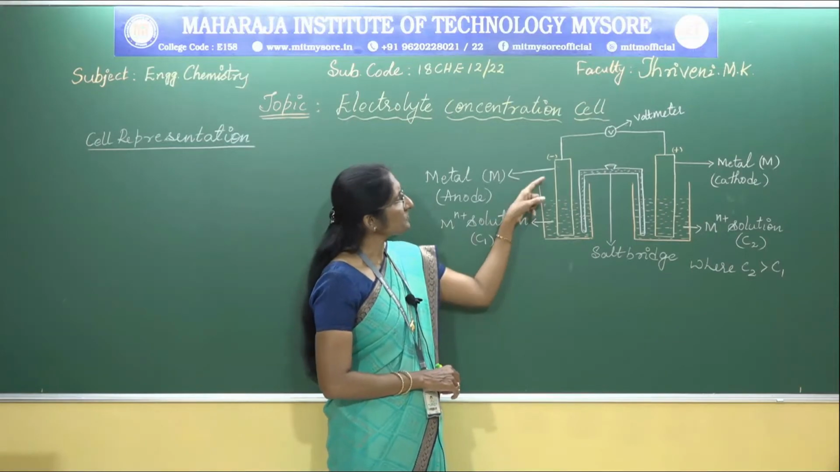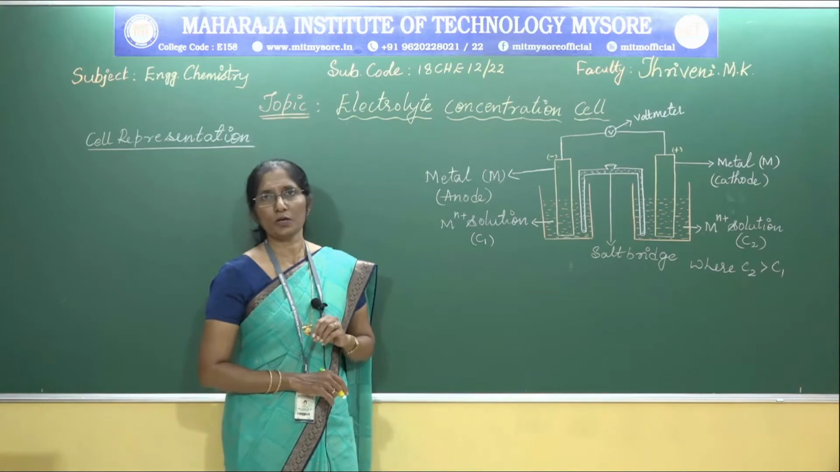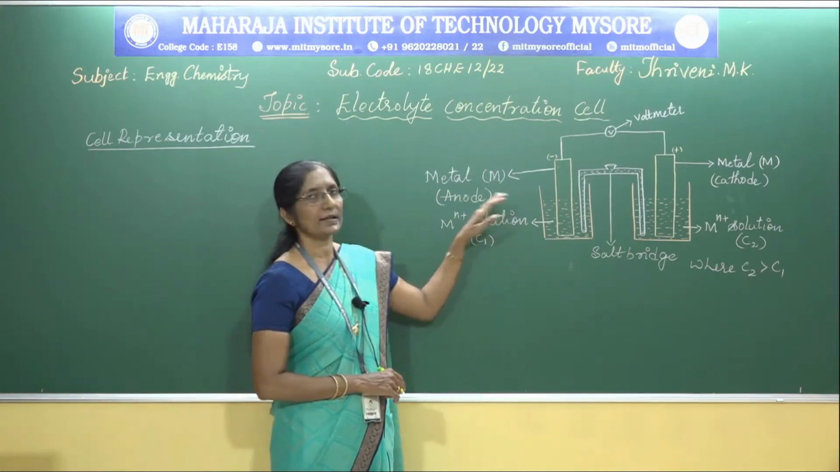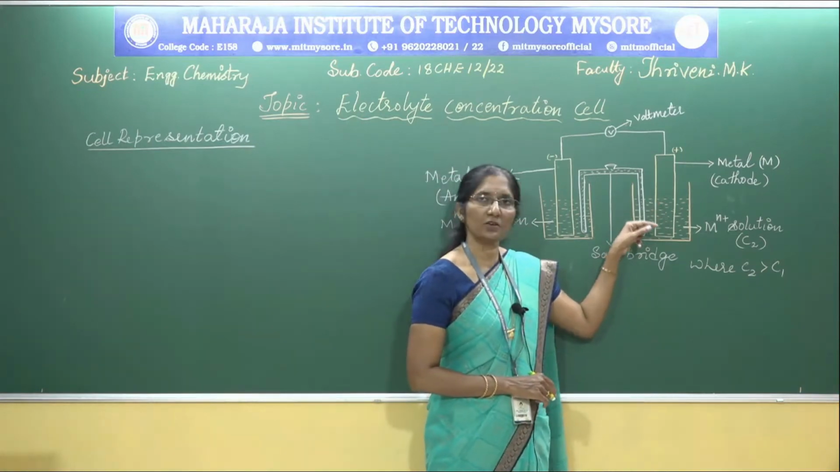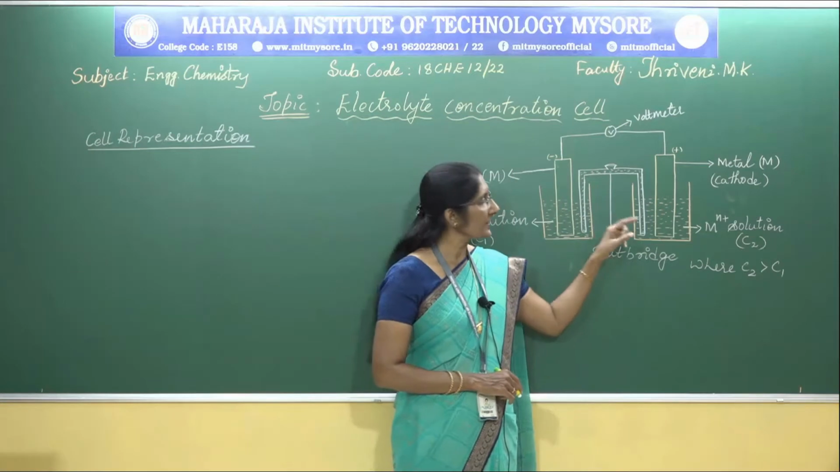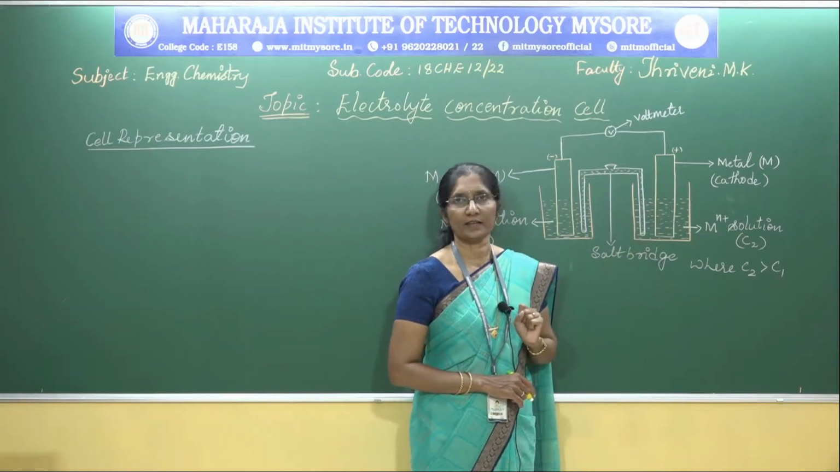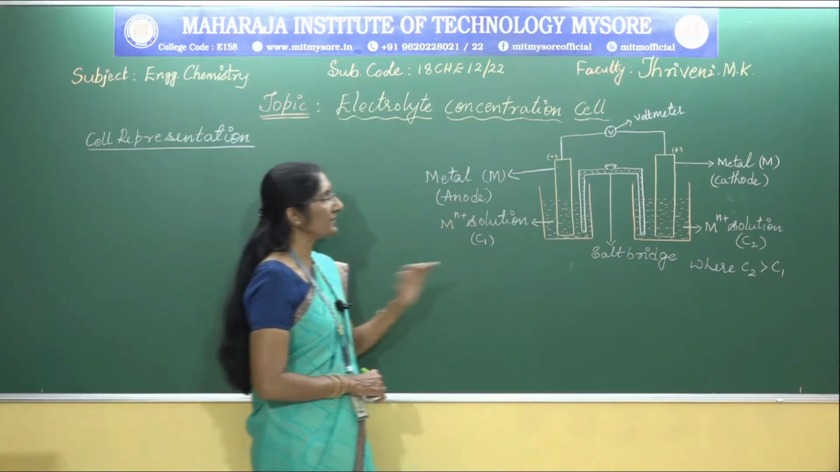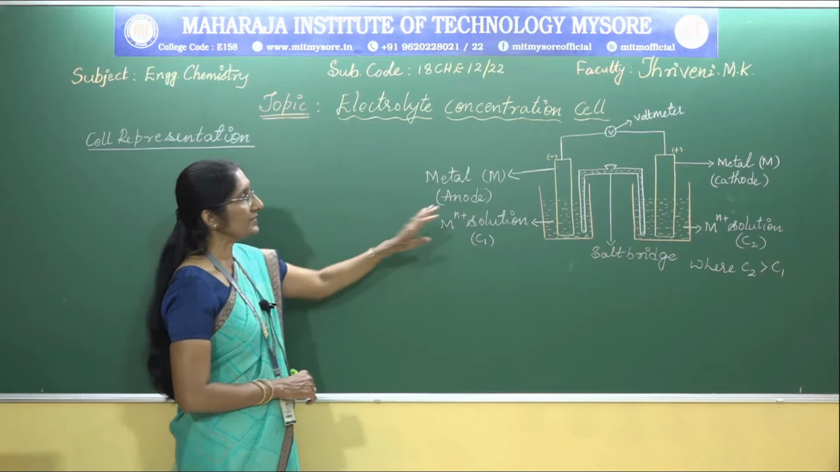The metal which is in contact with a dilute solution develops a lower potential and that compartment acts as the anode, whereas the metal which is in contact with the concentrated solution develops a higher potential and this compartment acts as the cathode. So for example, let us consider that this metal is zinc.